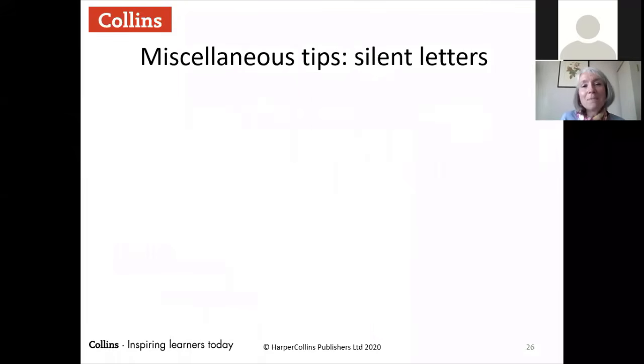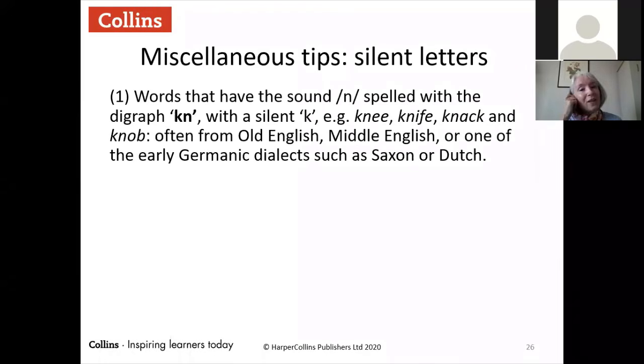And I've got here some miscellaneous tips on some other clues. So we know that there are lots of words in English that have the sound N spelled with the grapheme or the digraph KN, which have a silent K at the beginning. Knee, knife, knack, knob. If you suspect there might be a silent K at the beginning of a word, ask where it's from. If the answer is Old English, Middle English, or Saxon or Dutch, there might be a silent K at the front. That's where these words tend to come from.